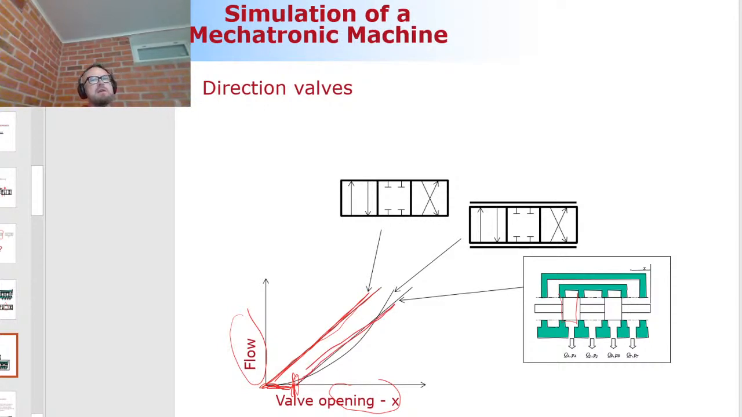Often, the relation between the valve opening and the flow rate is proportional, such that when you're opening the valve a little bit, the flow rate is very minimal. But when you keep on increasing the opening, the flow rate increases progressively. So the relationship is nonlinear.